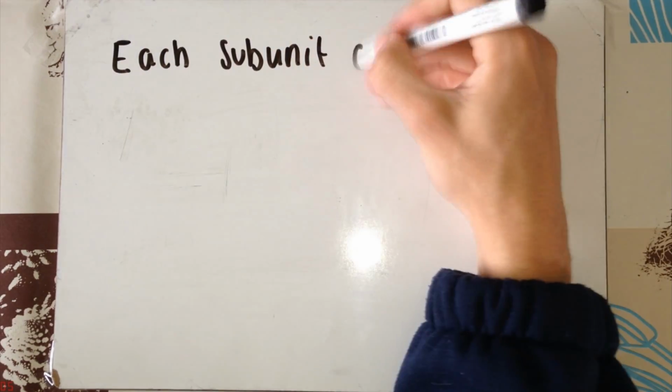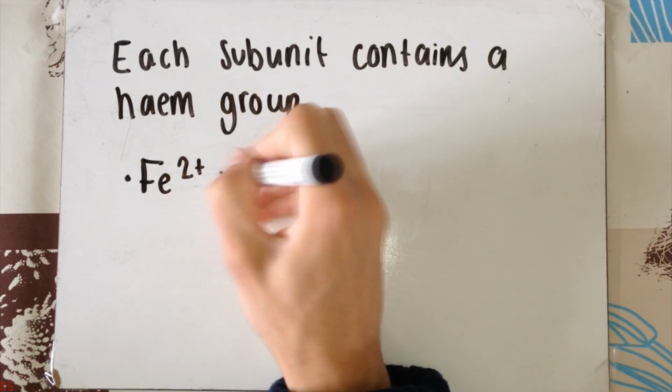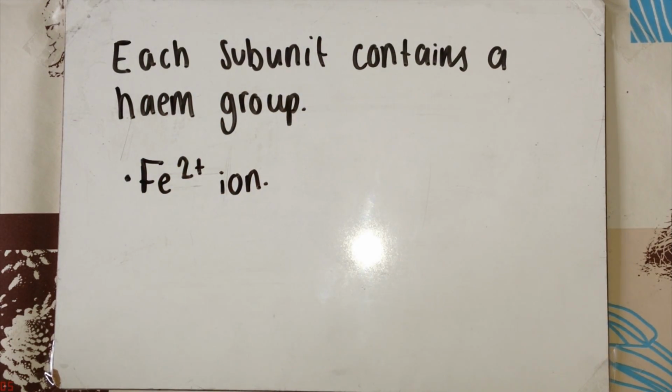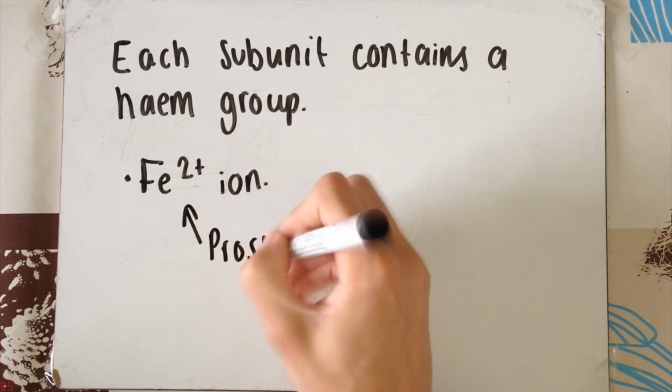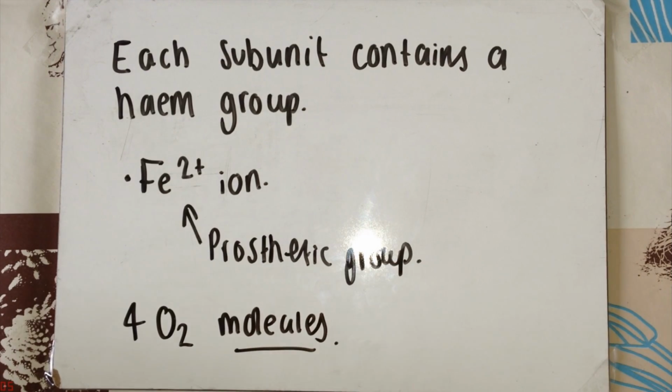Each of the 4 subunits that make up this haemoglobin globular protein contain a heme group. This heme group is an Fe2+ ion, or an iron ion. This iron ion is the prosthetic group. Each subunit can hold 1 molecule of oxygen, so therefore each molecule of haemoglobin can hold 4 molecules of oxygen.